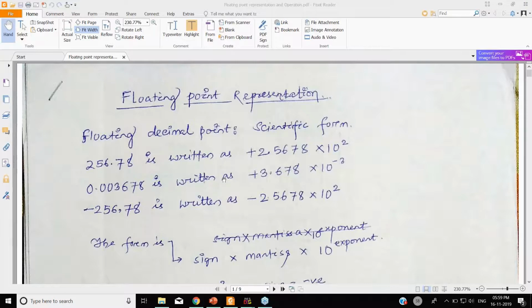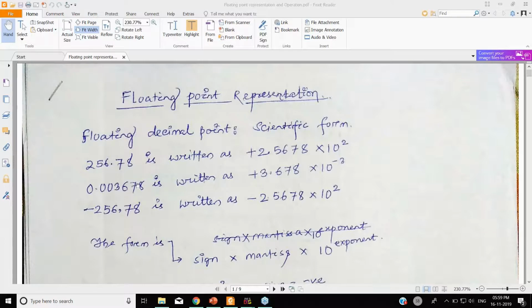So this idea is taken from the floating point decimal representation. The value is 256.78. Then the written normalized format is 2.5678 into 10 to the power 2. So see, the value is not changed. Only the decimal point is moved 2 digits left, and accordingly we adjusted the exponent of that. So if you multiply this number by 100, it will always become 256.78.